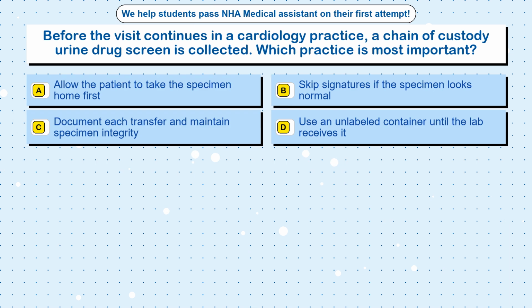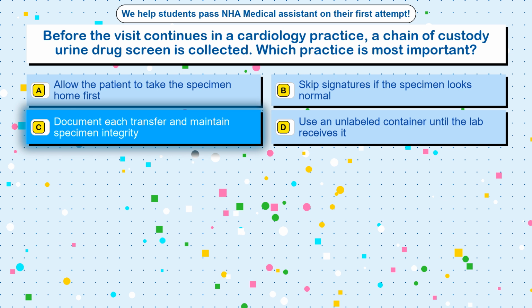Question 86. Before the visit continues in a cardiology practice, a chain of custody urine drug screen is collected. Which practice is most important? Option A. Allow the patient to take the specimen home first. Option B. Skip signatures if the specimen looks normal. Option C. Document each transfer and maintain specimen integrity. Option D. Use an unlabeled container until the lab receives it.